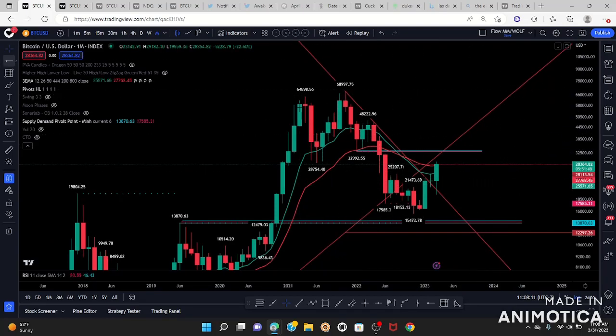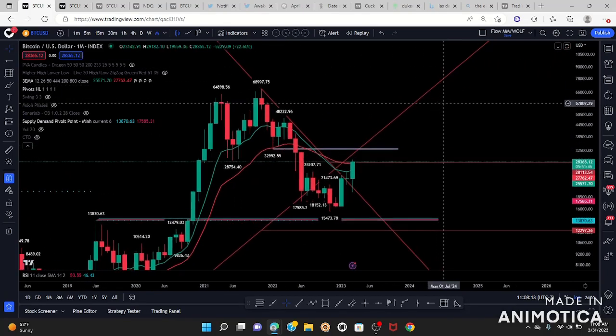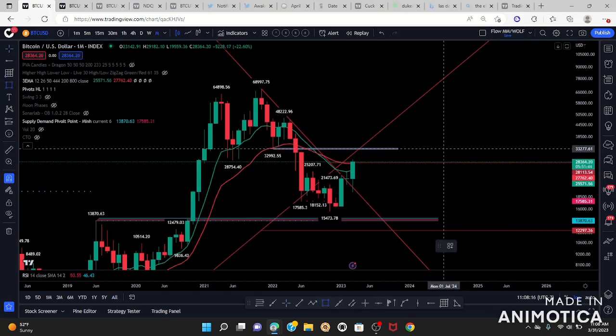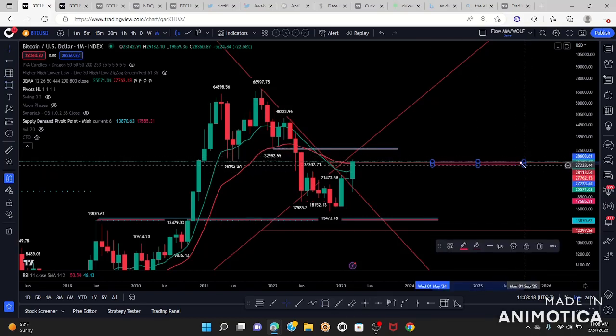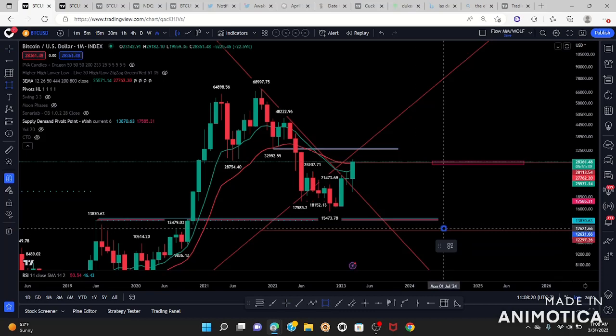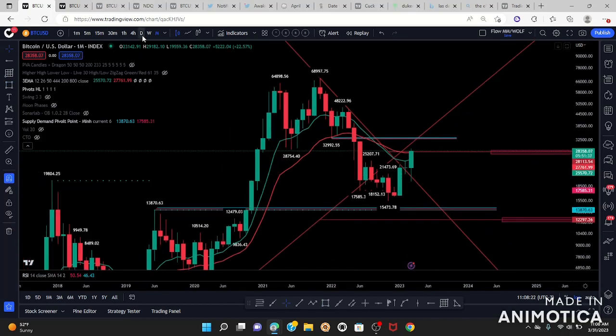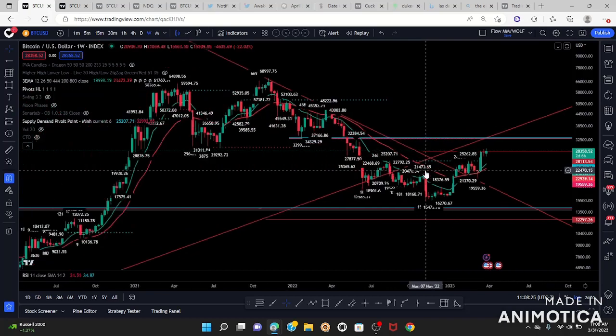So I have my bullish, my bearish monthly target, my trend lines. I'm going to highlight my monthly targets because by the end, like I said, it's just a lot going on. So I know those are my targets. Let's go on the weekly.